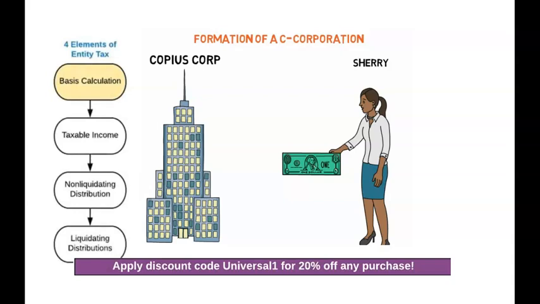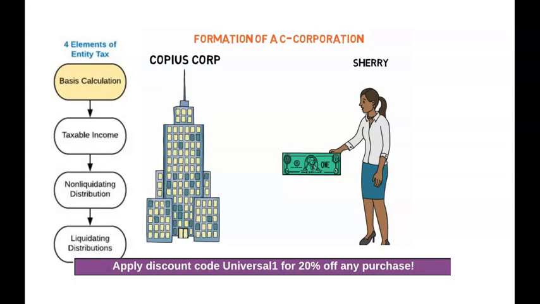We need to understand the initial formation, i.e. the basis calculation. We need to know the rules for taxing these separate entities, and we need to know both the rules for liquidating and non-liquidating distributions. Okay, so let's start with the formation and the basis calculation of a C corp, right? That's what we're talking about, okay?